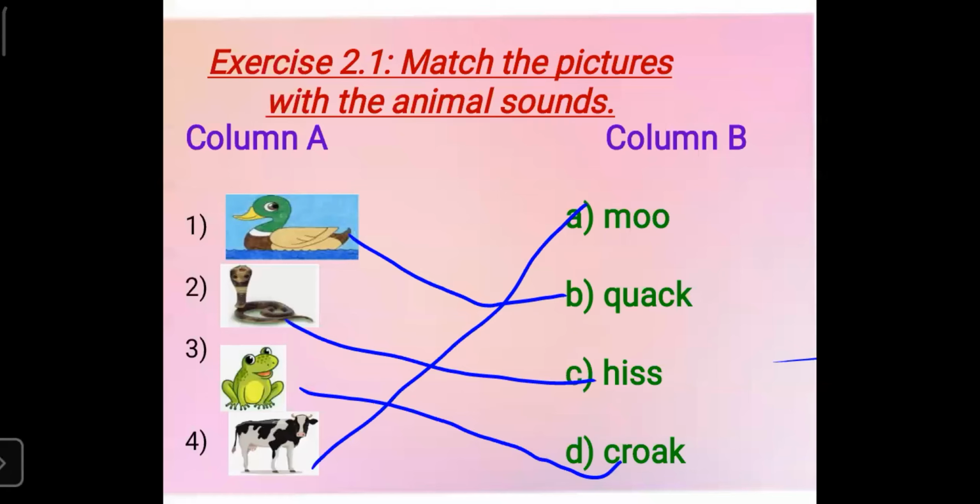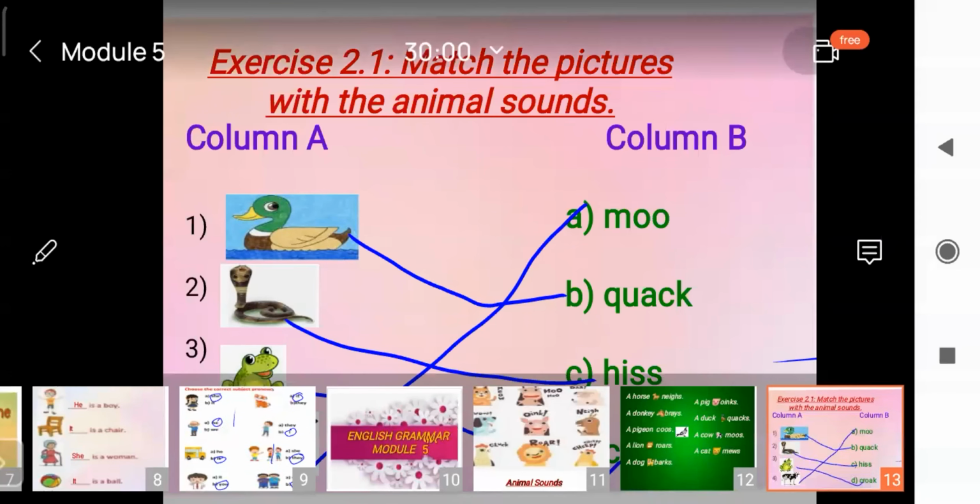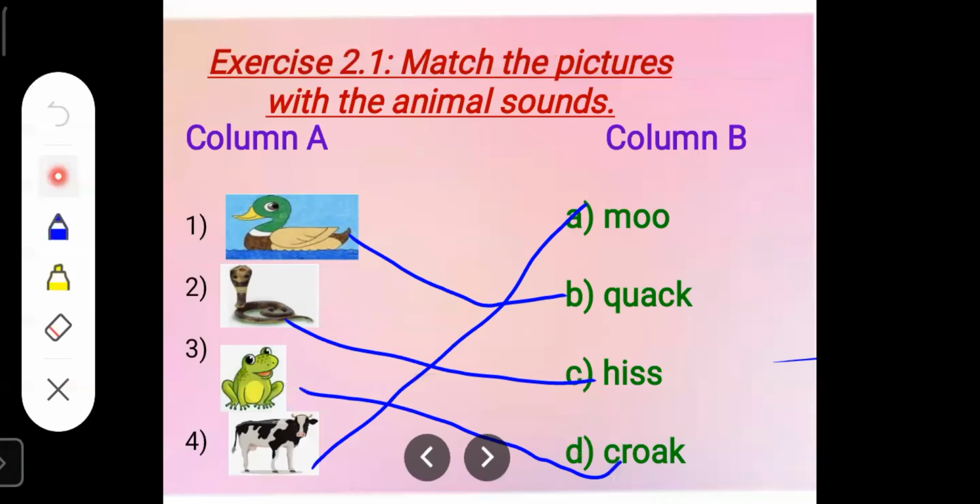Children, then what is the next thing that we have done in this module? We have matched the animals with their sounds. The first picture is of a duck. You can see this is a picture of a duck. The sound made by a duck is called quack. So we have matched duck with quack.